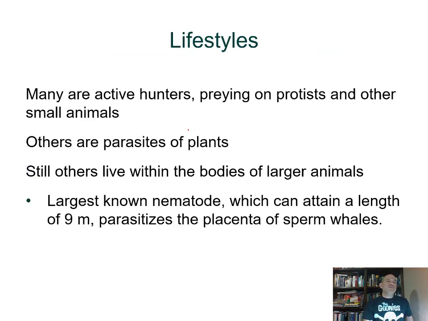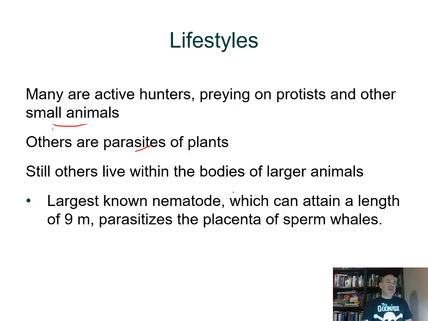Then for lifestyles, some are active hunters. I was looking for a video when I was looking for those little vinegar eels, and I saw a larger nematode capture a smaller nematode and was trying to eat it. So some are predatory. Some prey on protists and other small animals, like the video I saw. Others are parasites of plants, and some others are going to live within the bodies of larger animals.